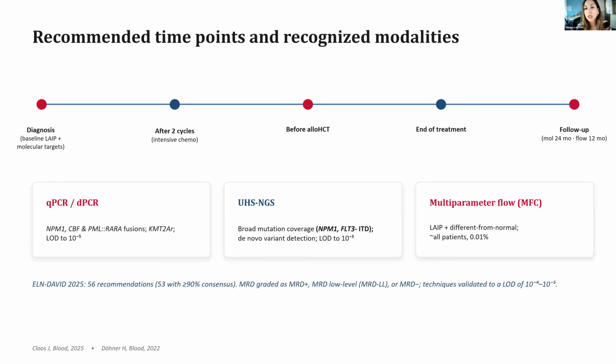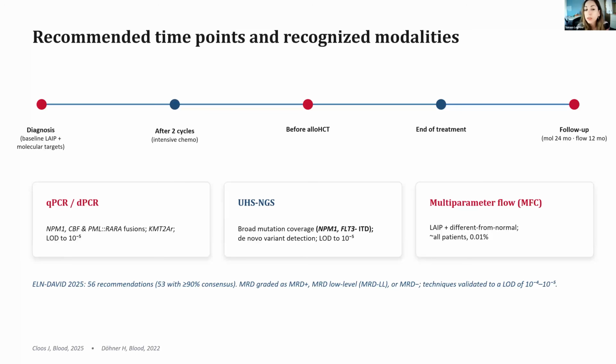All right, so we talked about the prognostic and the risk stratification importance of MRD, but how do we measure MRD and when do we measure MRD? So every patient with AML gets a baseline diagnostic workup that we talked about that includes immunophenotyping, where we look for leukemia-associated immunophenotypes, and then, of course, molecular targets. Here we say molecular targets because this is in the context of an MRD talk, but we're really talking about molecular drivers of disease, right?